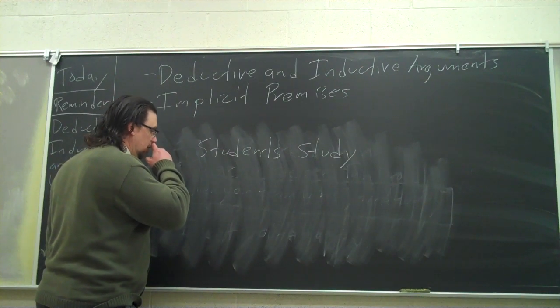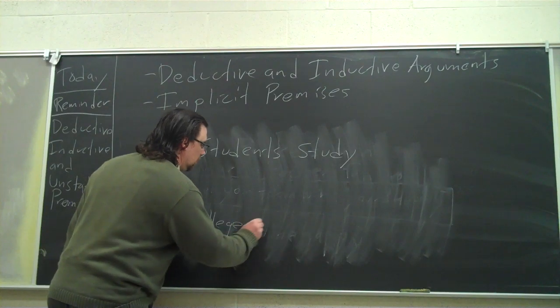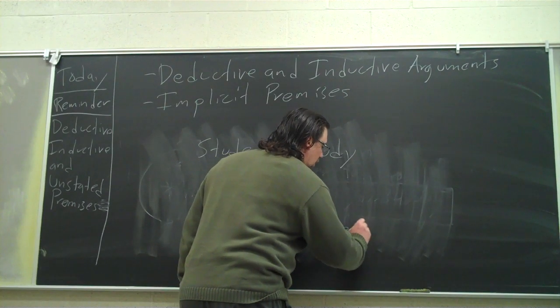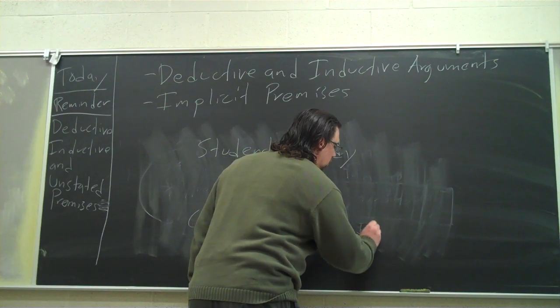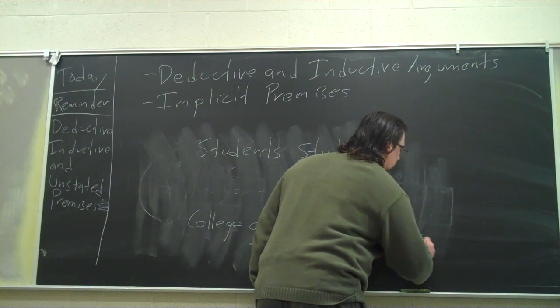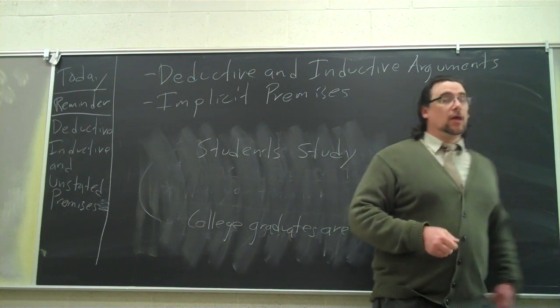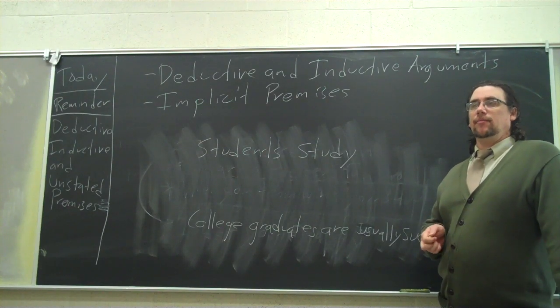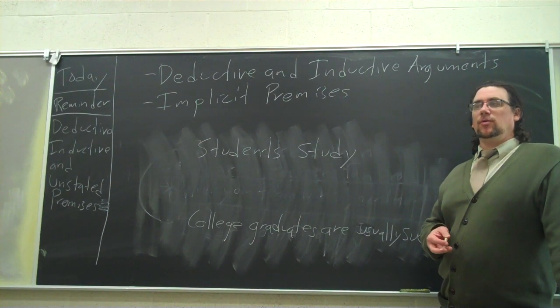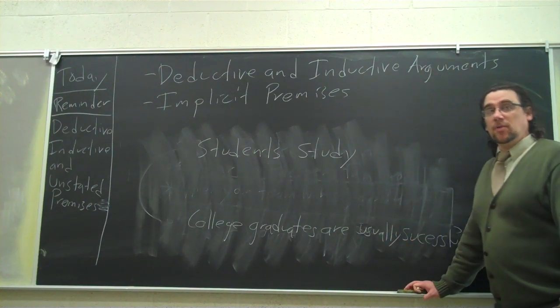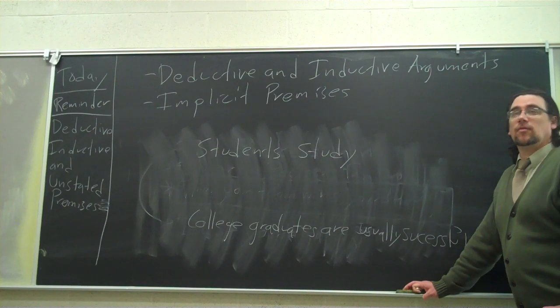You're trying to make a case for why they ought to study. So let's say college graduates are usually successful in life, right? There could be some that aren't. I have a few friends who I graduated from college with who were not particularly successful in life. You know, they have one problem or another. As a matter of fact, a lot of the people who I graduated with from graduate school are still looking for full-time jobs. Some of them 10 years out.